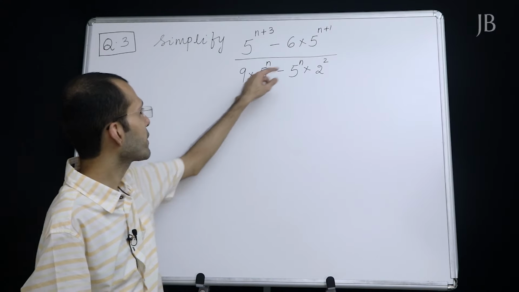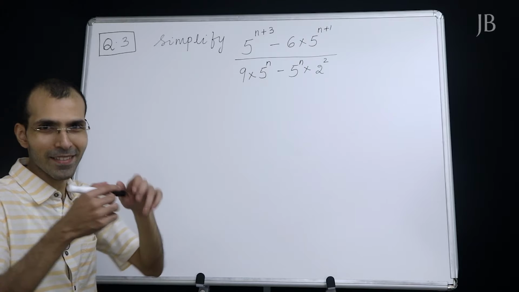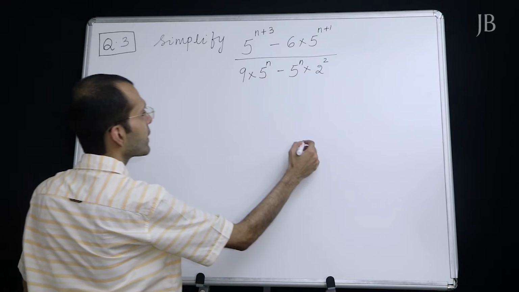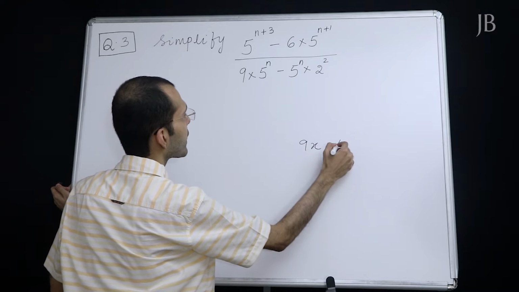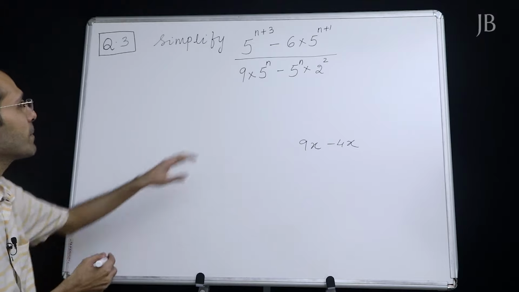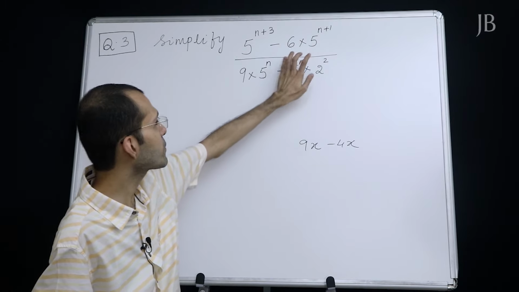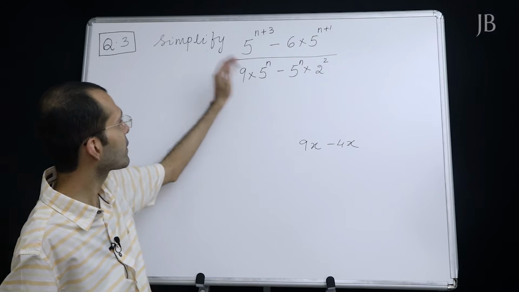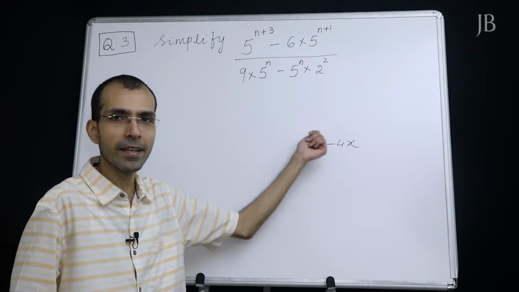You can't cancel 5 raised to n and 5 raised to n. Think like this. Let 5 raised to n be x. So it will be what? 9x. And this will become what? x into 2 square, minus 4x. Can you cancel this x and x like this? No. Because 5 raised to n is getting pulled with 9 multiplication, and this 5 raised to n is getting pulled towards 2 square. So this is one term, this is another term joined by minus. So it is like 9x minus 4x. x and x cannot be cancelled.